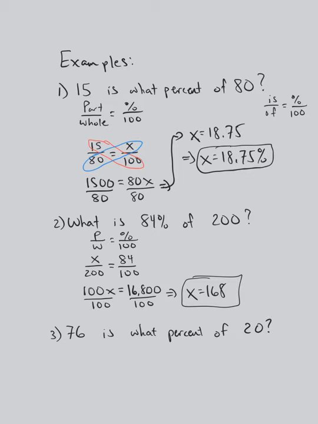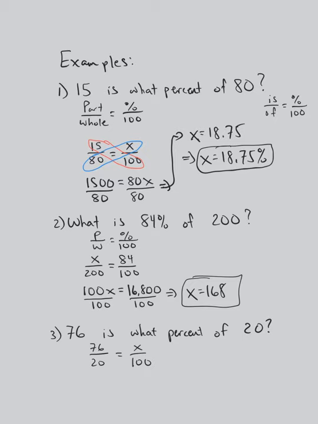This third one is very much like the first one, except it's a weird percent. 76 is what percent of 20? Hopefully you can see that we're trying to find the percent, so we're going to have x out of 100. Now, this one seems weird because you might think the whole is always the bigger number, but we're talking about 76 out of 20. So the whole is actually the 20 there, and the part is 76.